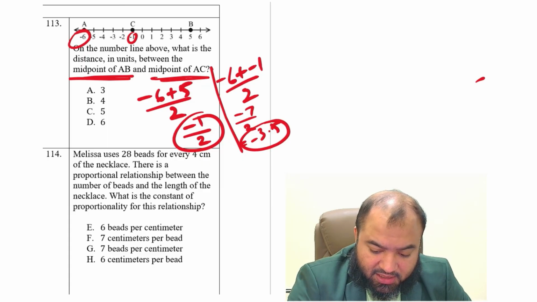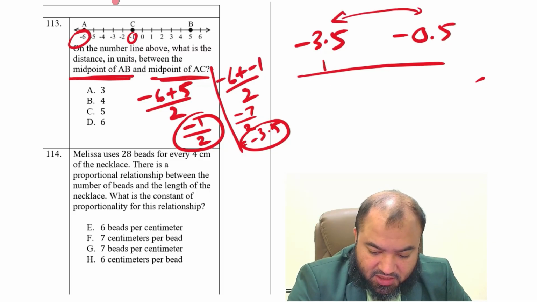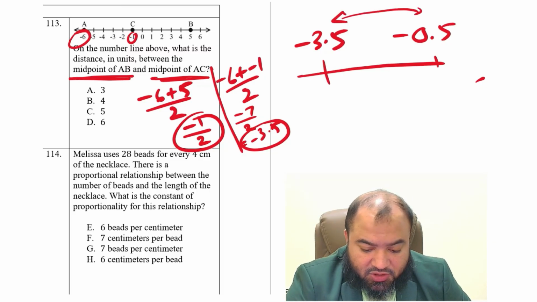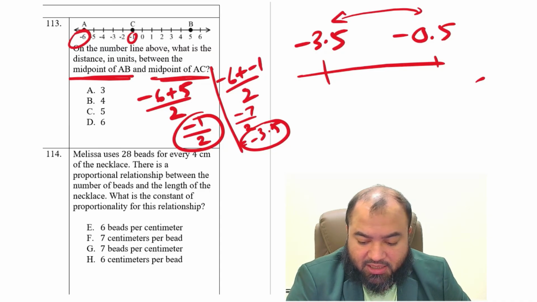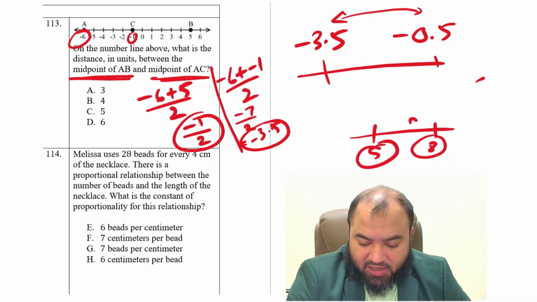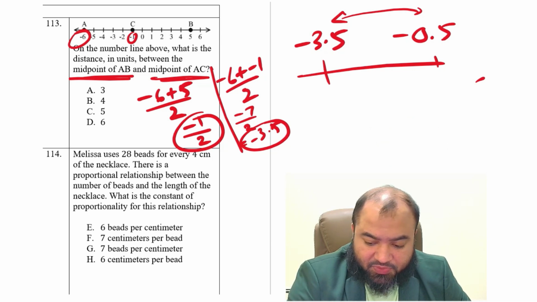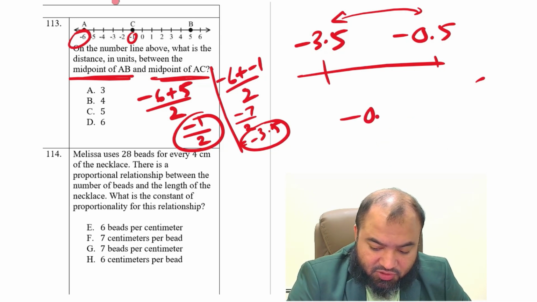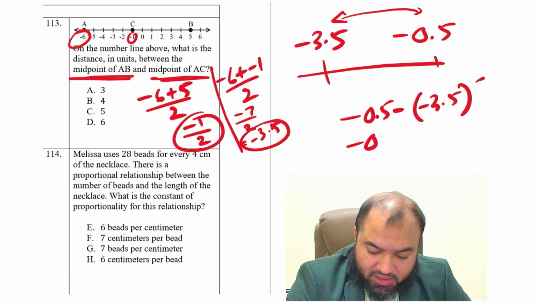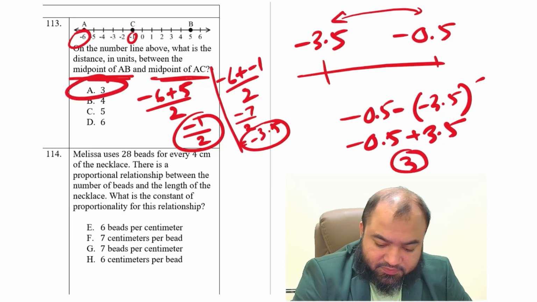But remember that negative 3.5 is more towards the left and negative 0.5 is more towards the right, because on the number line, it's something like this. Okay? Now they asked, what is the distance between them? Distance means you just subtract. For example, if I say the distance between 5 and 8, it's just 8 minus 5, which is 3. Same thing. So the bigger one is negative 0.5 minus negative 3.5. So negative 0.5 plus 3.5, so that's 3.